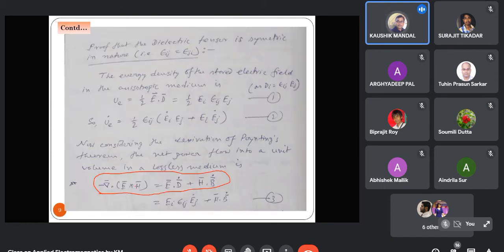So from the Poynting theorem derivation, we are getting these equations. This basically represents the rate of energy flow from a particular volume of the material. Now this E dot D dot can be represented in the tensor form, that is Ei epsilon ij Ej dot. Now it remains as it is with the previous equation, this is equation number 3. That means if you compare the right hand side, what is this E dot D? It is basically the stored electric energy in the medium or in the material.